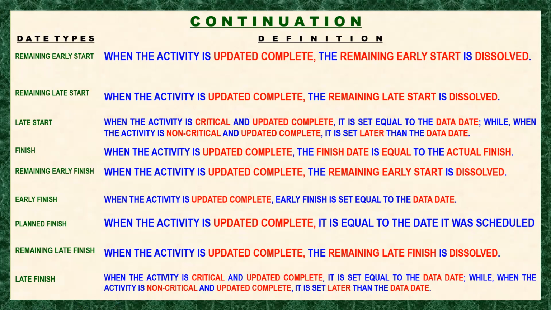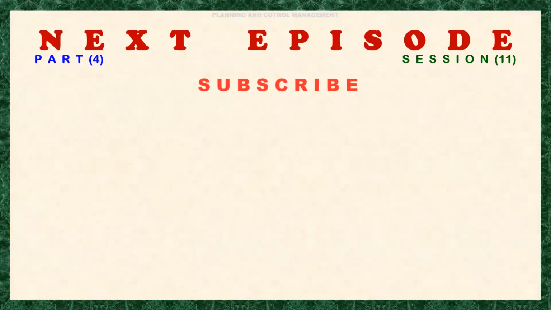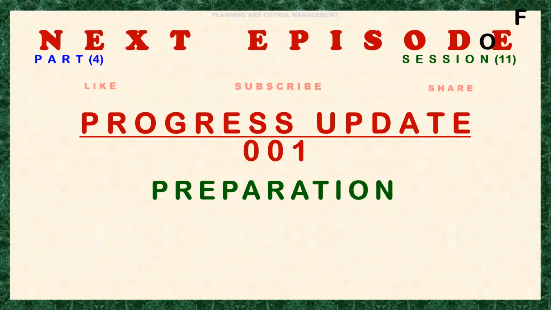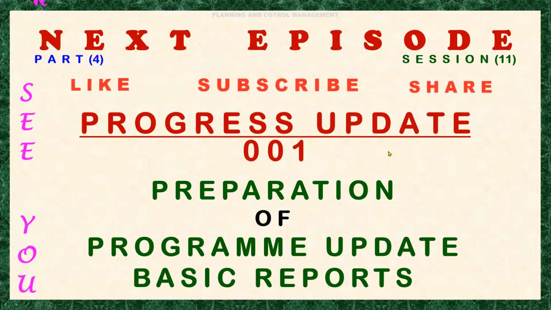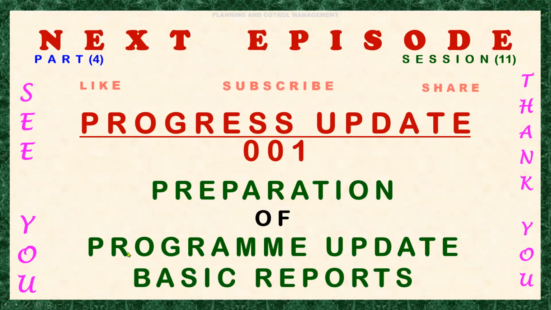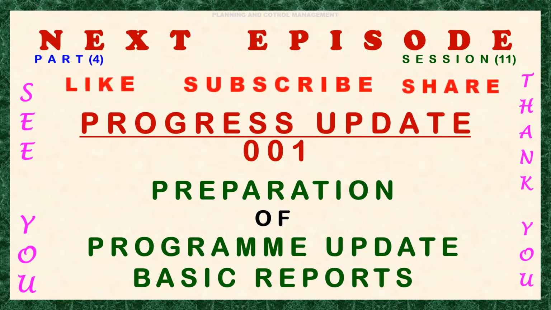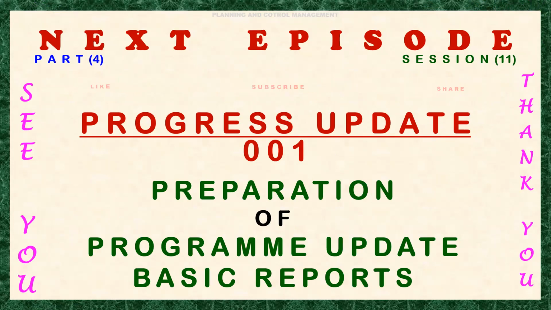Okay, so I think let's take a break. The next episode is part 4, session 11. That is about progress update 001, preparation of the program update basic report. That means once we finish updating our program and reviewing it, when everything is already prepared, we have to prepare the reports for the project team information.